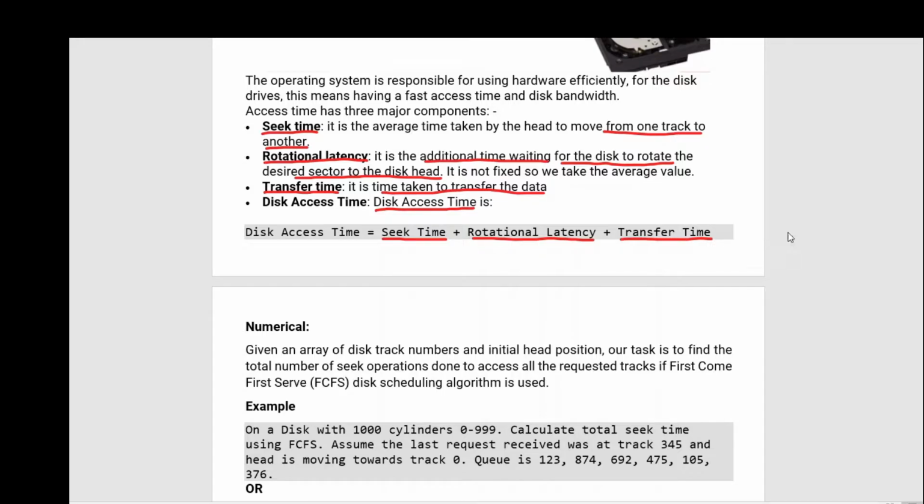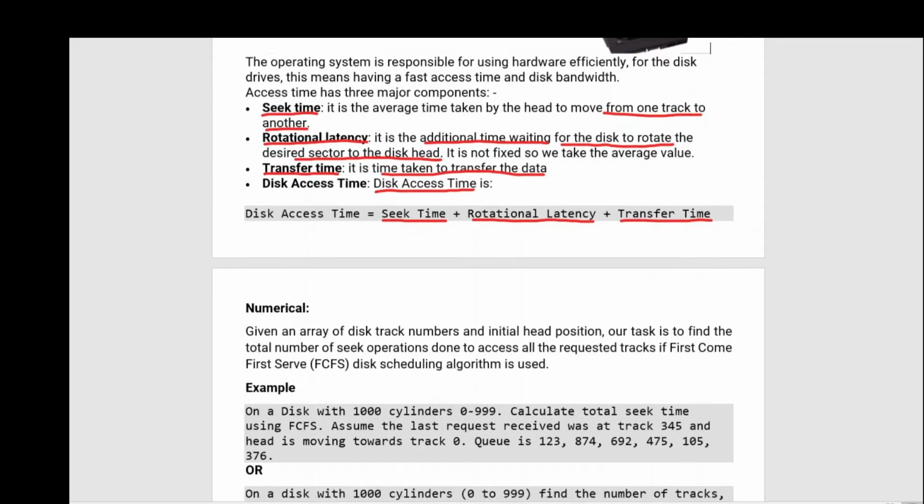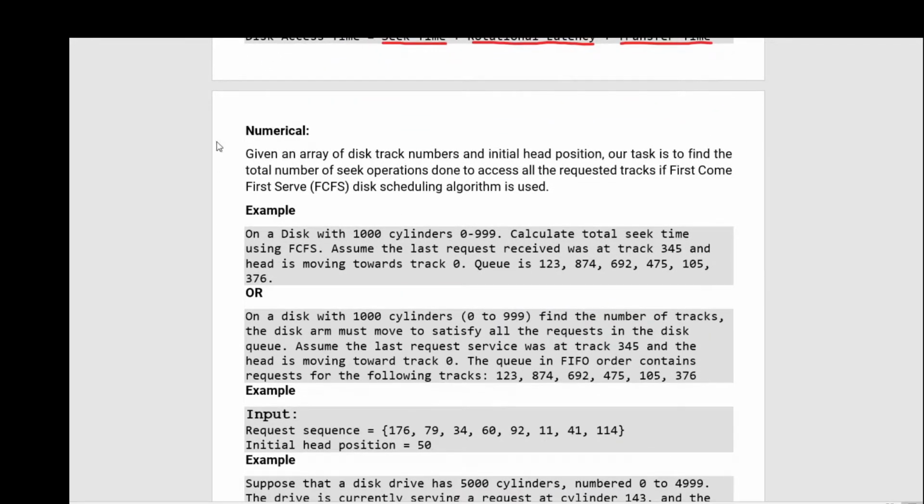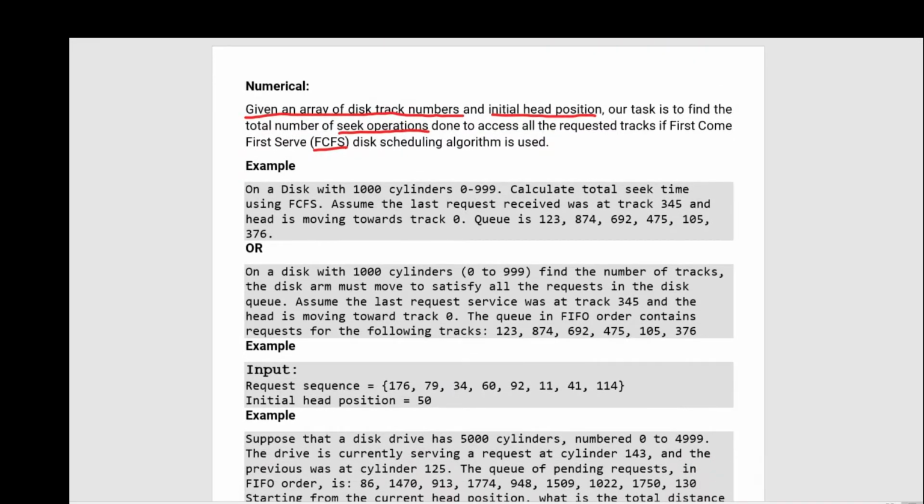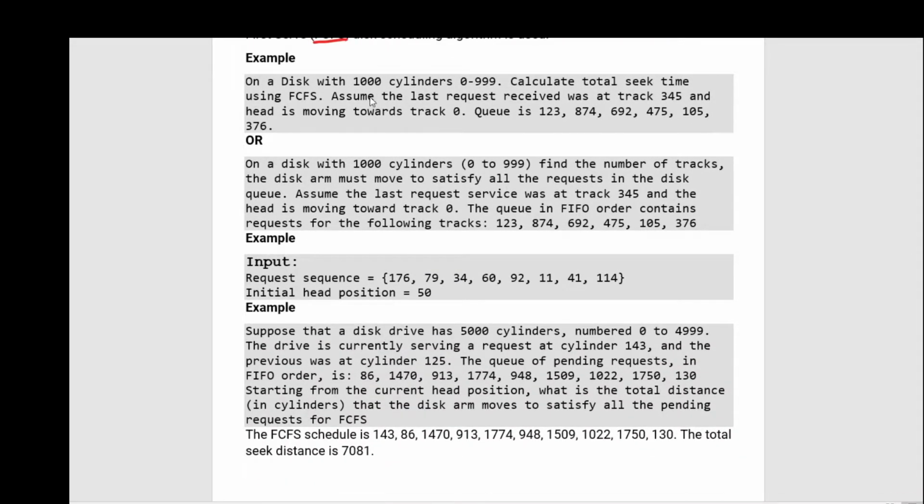When we are going to solve a numerical based on FCFS, what do we need to do? We will be given an array of disk track numbers and the initial head position. These will be the two given data, and we have to find the number of seek operations or seek count using the first come first serve disk scheduling algorithm. So let us see one example.